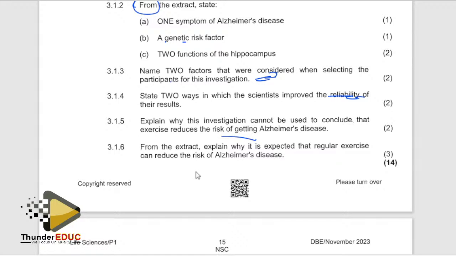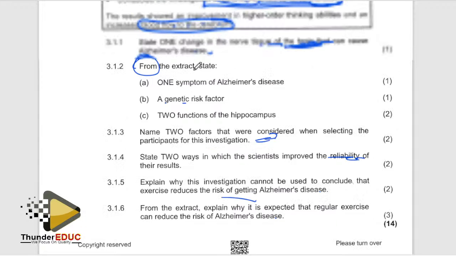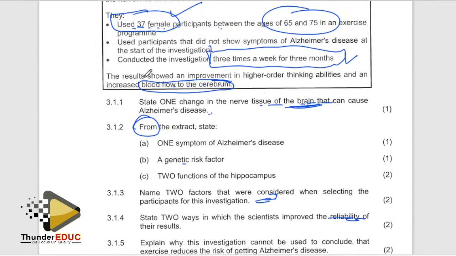So basically here, it's because it can reduce the risk of Alzheimer's disease. You see, the risk, not that it prevents. No, we can't conclude that it prevents. It can reduce the risk, because it improves the blood flow. They're saying that studies show it improves higher thinking ability and increases blood flow.